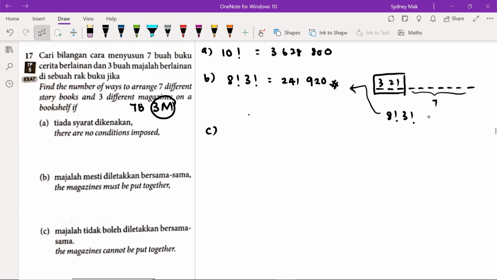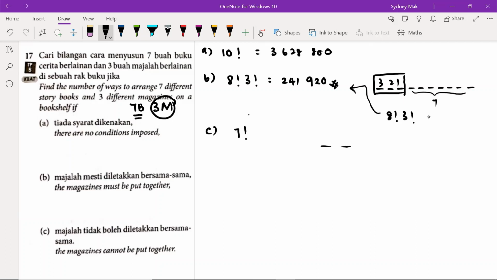Part C. The magazines cannot be put together. If the magazines cannot be put together, they must be separated. All of them must be separated. So we arrange the 7 books first. We will have 7 factorial. And then let's find how many empty spaces there are in between the 7 books.